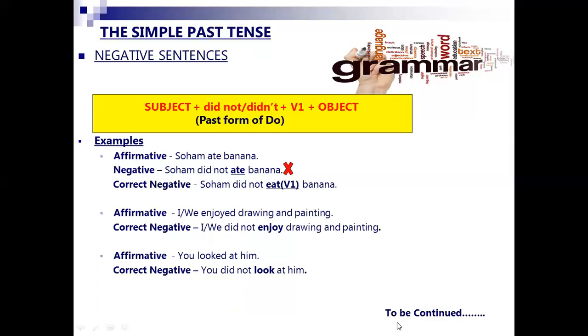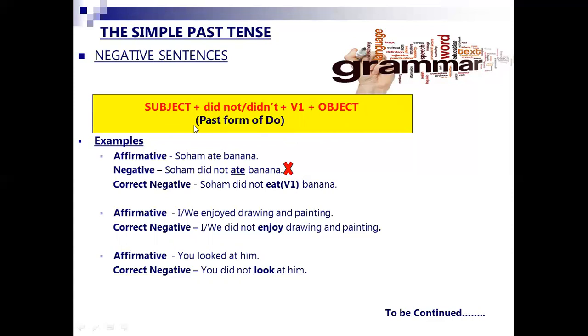Let's move to the next slide. The next topic is negative sentences. Now, what are negative sentences? Negative means we use negations here. Negations we generally show by using not in the sentence, not or no, never. Now, in the simple past tense, how can we use negation? Yes, there is also one formula.